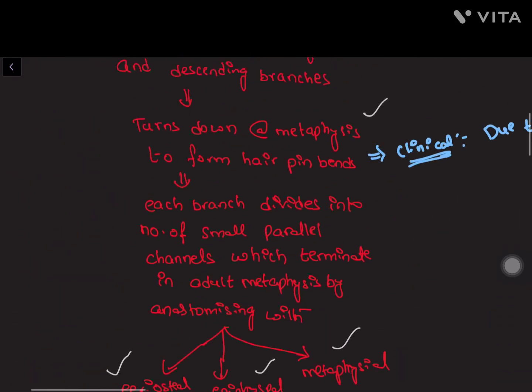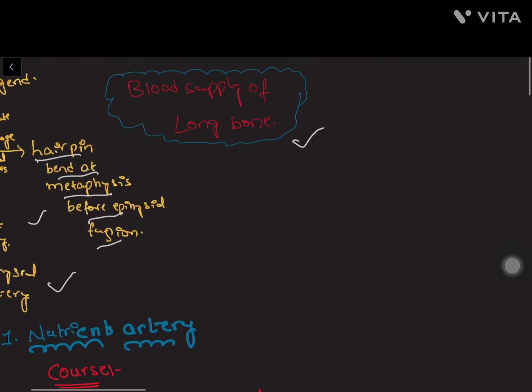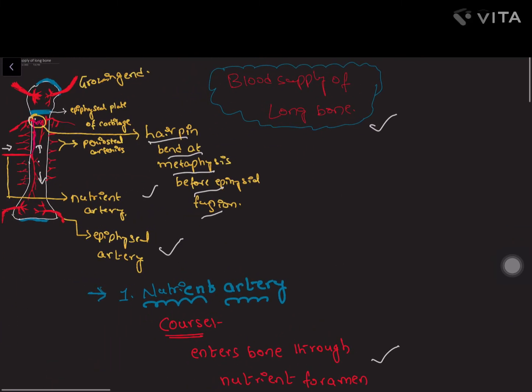We will quickly revise the arterial supply. First is the nutrient artery. It enters the bone, divides into ascending and descending branches, and supplies the medullary cavity, metaphysis, and inner 2/3 of the cortex. The outer 1/3 is supplied by the periosteal arteries, and the epiphyseal artery supplies the epiphysis.